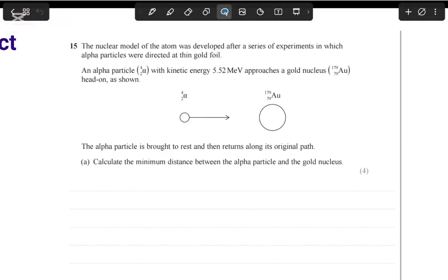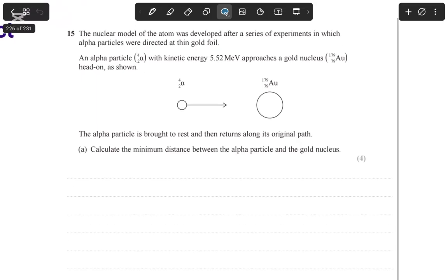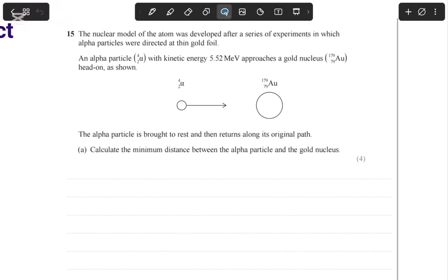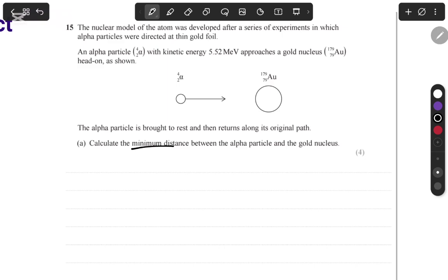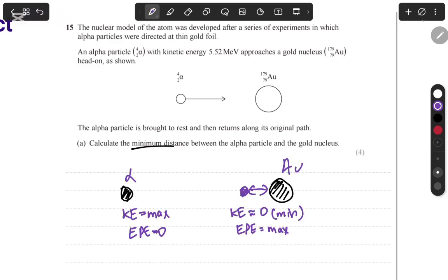So question number 15 says the nuclear model of atom was developed after a series of experiments in which alpha particles were directed at thin gold foil. An alpha particle with kinetic energy of 5.52 mega electron volts approaches a gold nucleus head-on, as shown. The alpha particle is brought to rest and then returns along its original path. Calculate the minimum distance between the alpha particle and the gold nucleus.